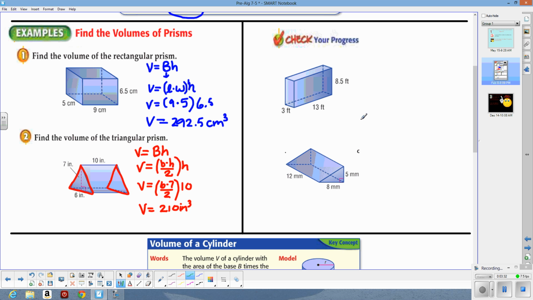Now you may want to pause the video and try these next two over here on your own. First one, volume equals area of the base times the height. And since the base is a rectangle right here, it's going to be length times width times the height. Or, plugging in the numbers, the length times width, it's going to be 13 times 3 times the height of the prism, which is 8.5.